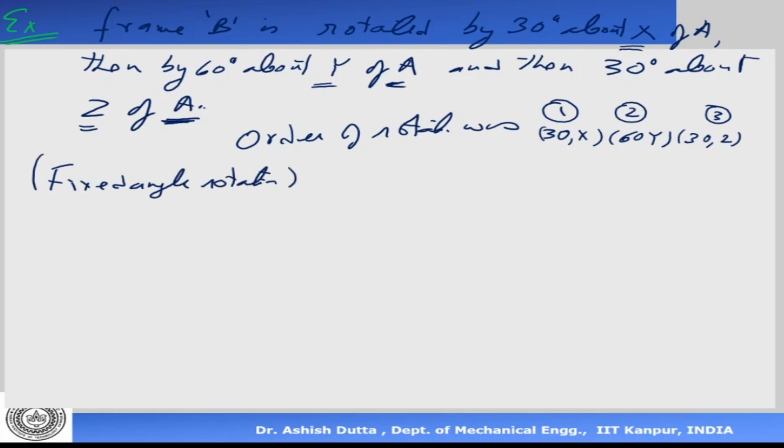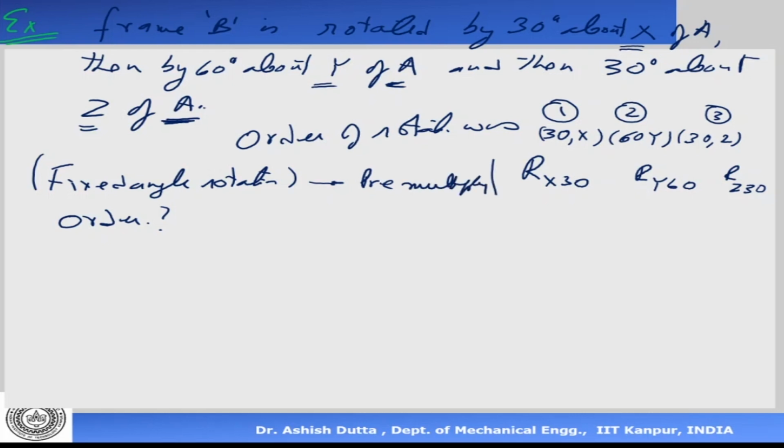Okay, so now we can find the respective rotation matrices. This is going to become Rx30, this will become Ry60, and this will become Rz30. Now the question is, what is the order of rotation? Because it's a fixed angle rotation, we are going to pre-multiply, which means I will reverse the order. So I'm going to multiply the matrices in this order: Rz30 cross Ry60 cross Rx30. And we can write them down.